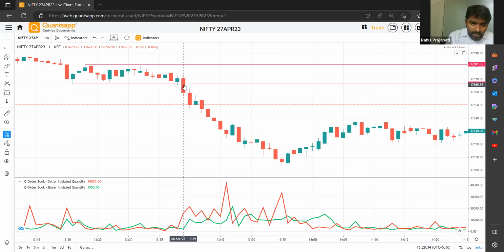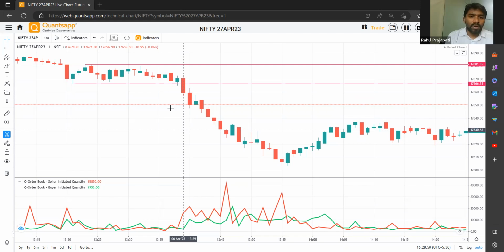So this breakdown and data is suggesting that there's a huge number of sellers who are willing to sell the market at the market price, and they have sold it actually. So this particular bar will give me a conviction that the market is likely to fall from here. I'll wait for this particular candle to get completed. It's the 139 candle of the previous day.